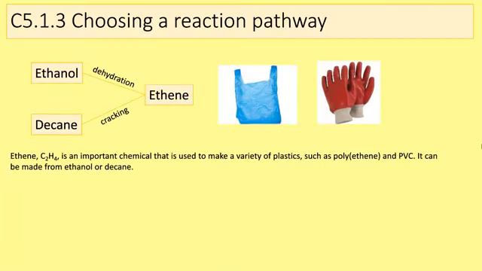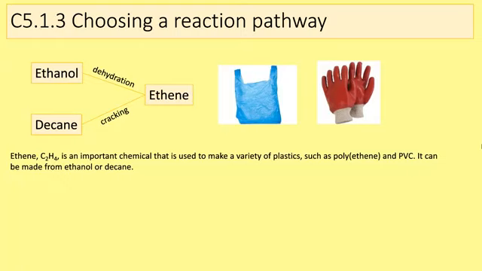So the best way to have a look at choosing a reaction pathway is to look at an example. So we're going to take an example here. There's a chemical called ethene. It's an important chemical. It's used to make polythene. It's used to make polyvinyl chloride. It's used as a building block in a lot of industrial chemicals.